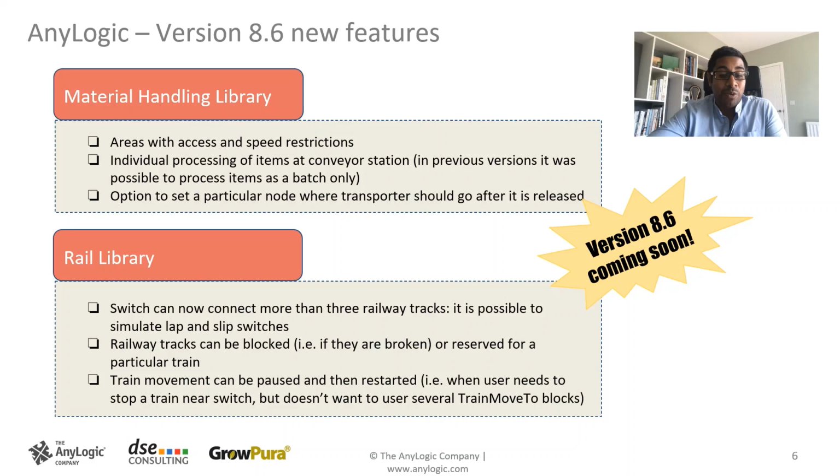Alongside MHL, there are also new additions to the rail library, and these include things like double slip and single slip switches that allow you to connect to more than 3 railway tracks at the same time. Tracks can now be blocked or reserved for a particular train, and train movement can be paused and then restarted, removing the need for multiple train move to blocks.